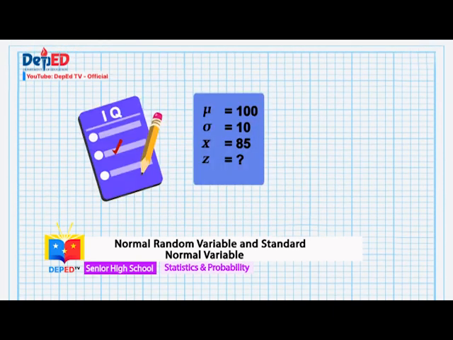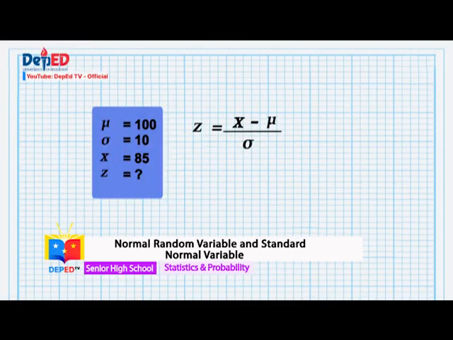Let's have an example. Suppose IQ scores are normally distributed with a mean of 100 and standard deviation of 10. If your IQ is 85, what is your z-score? The first thing is to identify what we have and what we are looking for. Since we're looking for the z-score, we can use the formula in finding the z-score. Since this score is below the mean, we expect that the z-value will be negative. But with regard to the exact value, let's look at the computation.